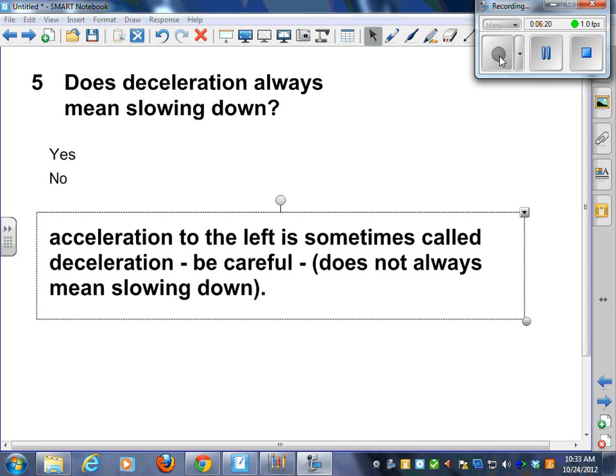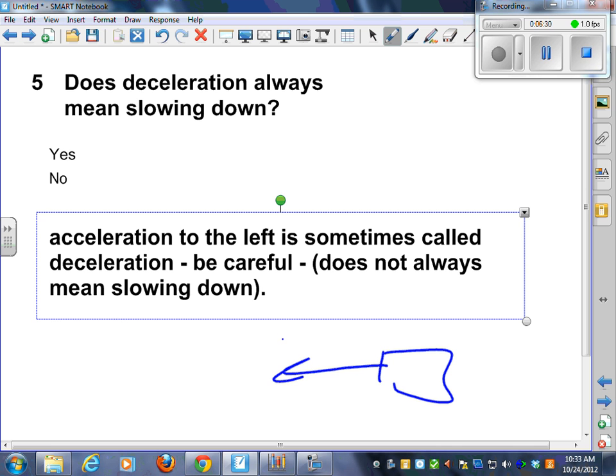So acceleration to the left is sometimes called deceleration, but this does not mean that it's slowing down, because if the object is already moving to the left, if it has a velocity that is to the left, like -5, and I give it an acceleration of -2, guess what? It's going to speed up. So negative acceleration doesn't necessarily mean slowing down.